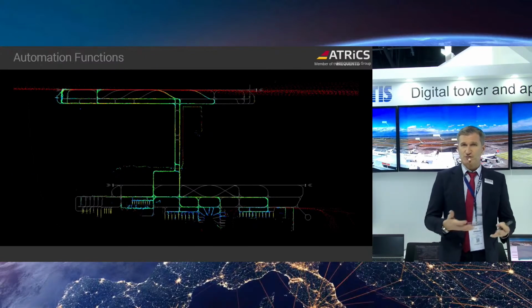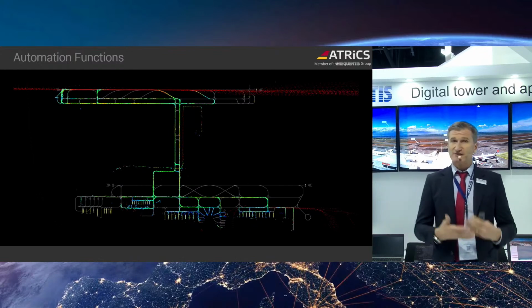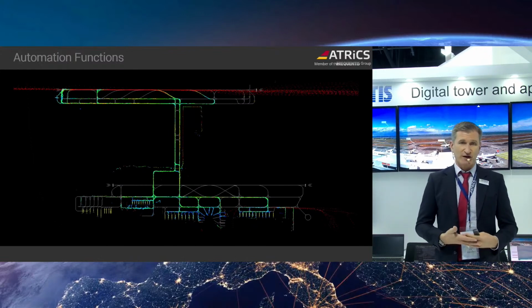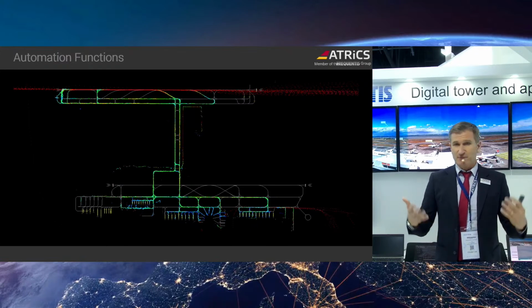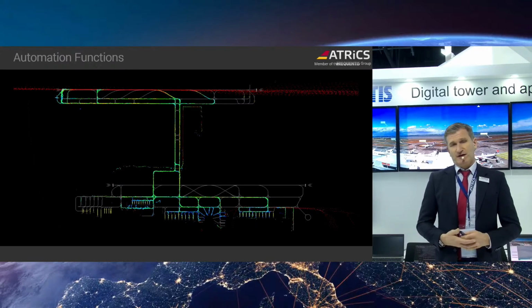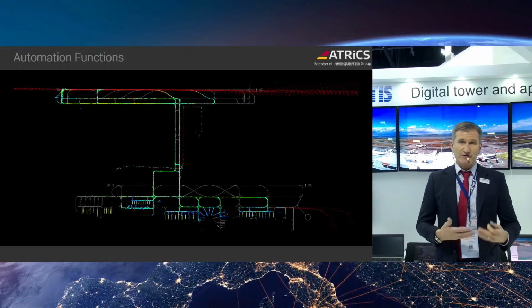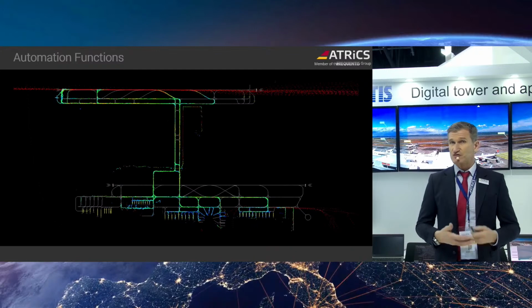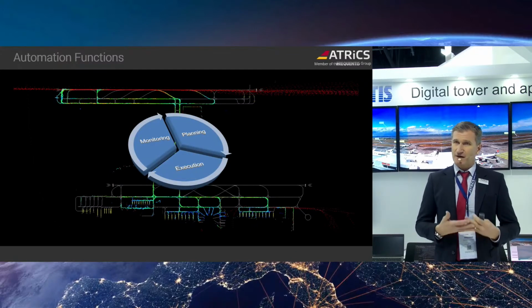What we need to do is to support the controller in managing multiple trajectories. At large airports, we have more than 1,000 movements a day, sometimes hundreds an hour. Some controllers easily have to handle 30, 40 movements an hour. So what needs to be done? We need to support the multi-trajectory management process. And there are three distinctive stages.